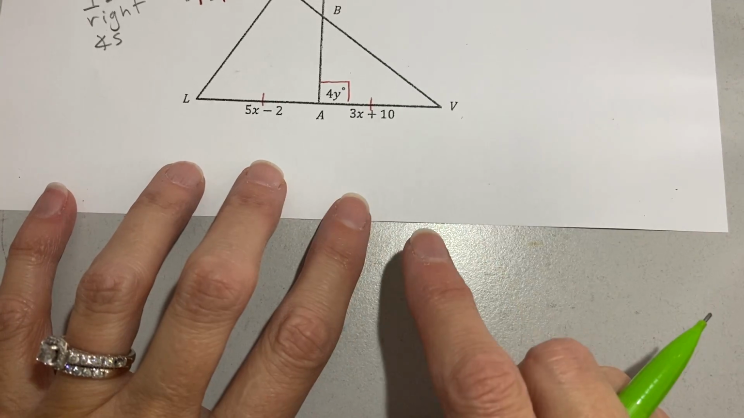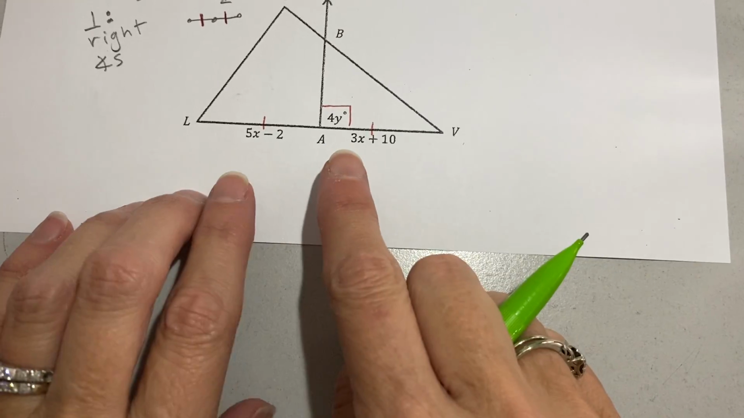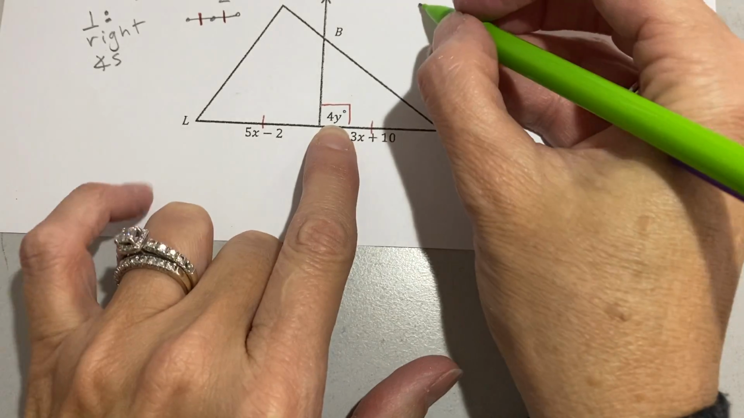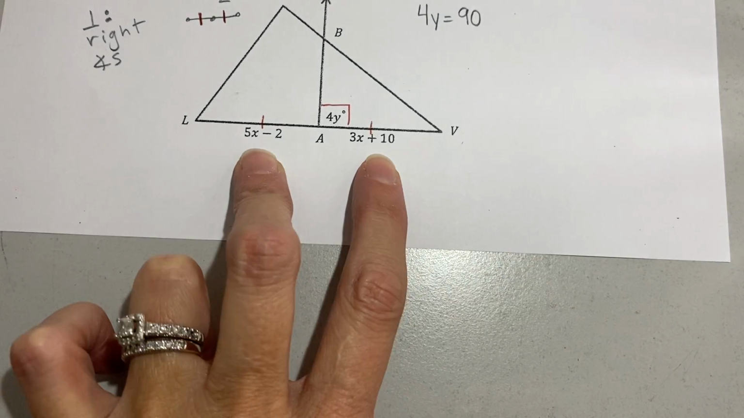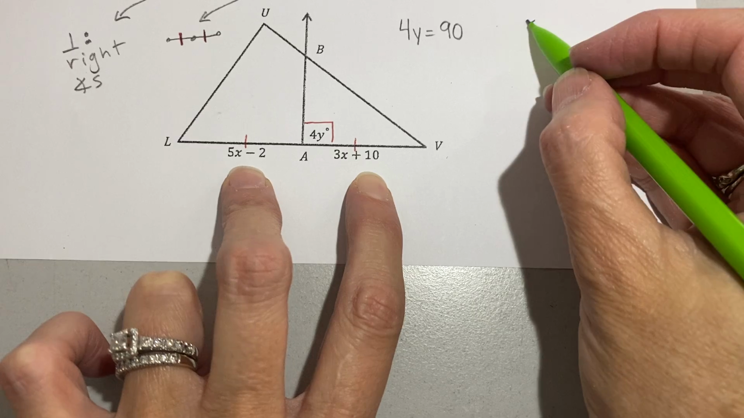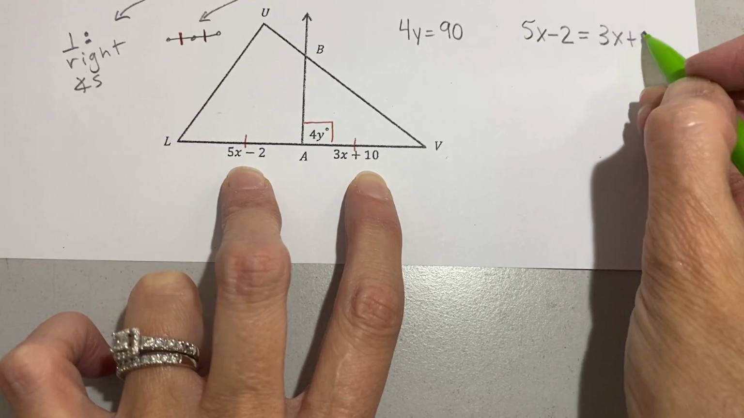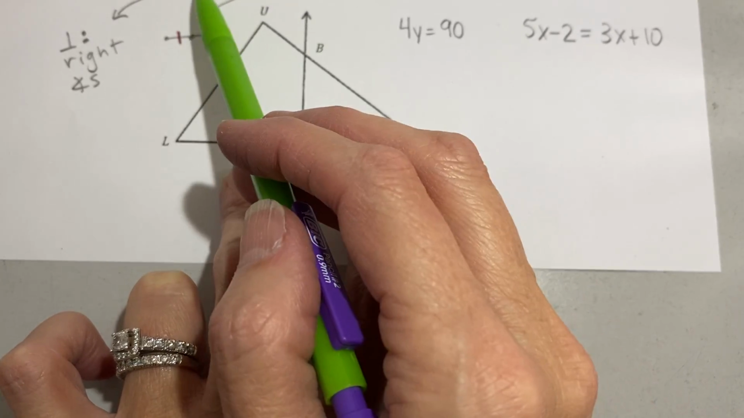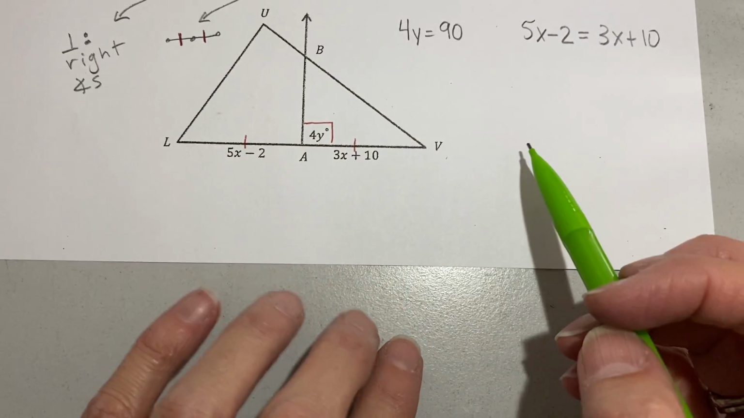So it'll give you two different equations. It'll give you the equation with the right angle, and it'll give you the equation with these segments. So the angle one would look like this. 4y equals 90. And the segment one, because it's a bisector, it bisects a side, it would look like this. 5x minus 2 equals 3x plus 10. So when it's a perpendicular bisector, you have two different parts, the perpendicular part and the bisector part. And then you solve these.